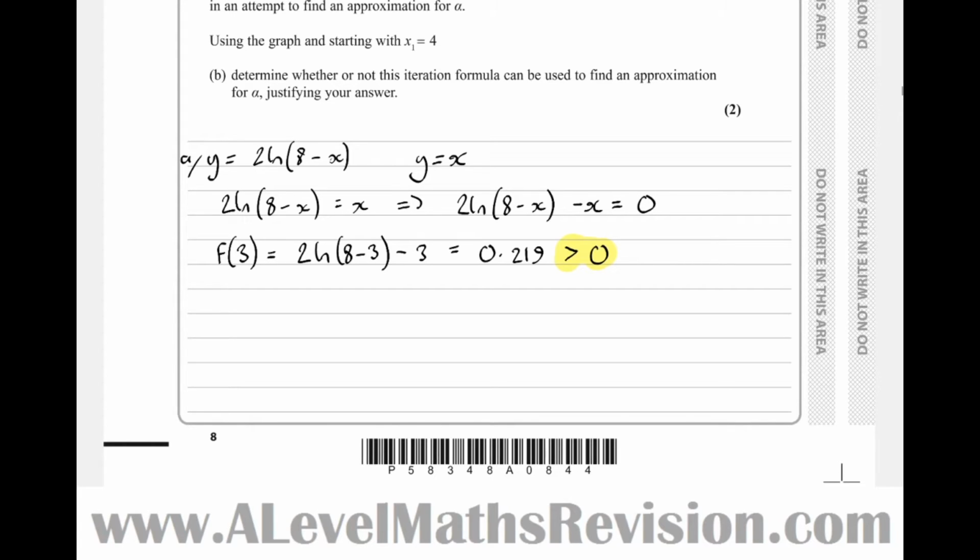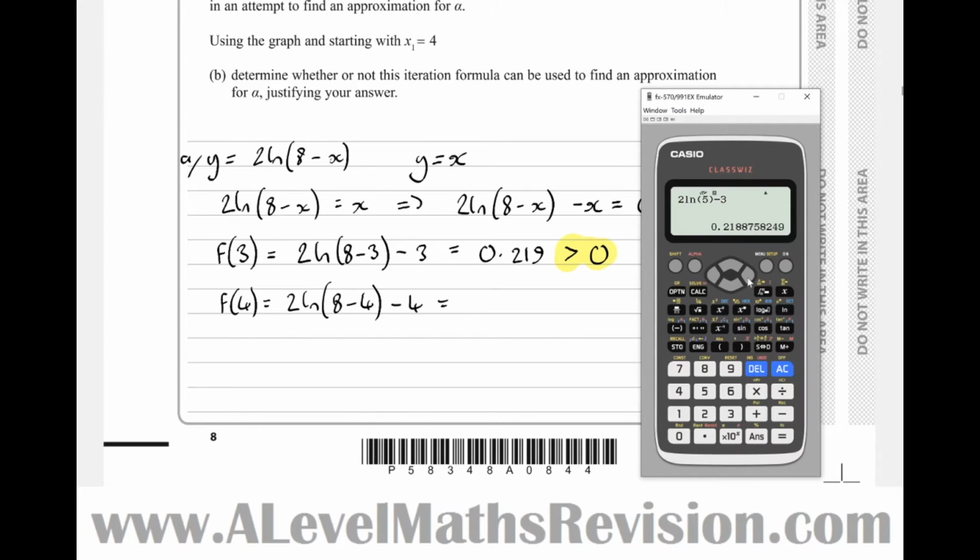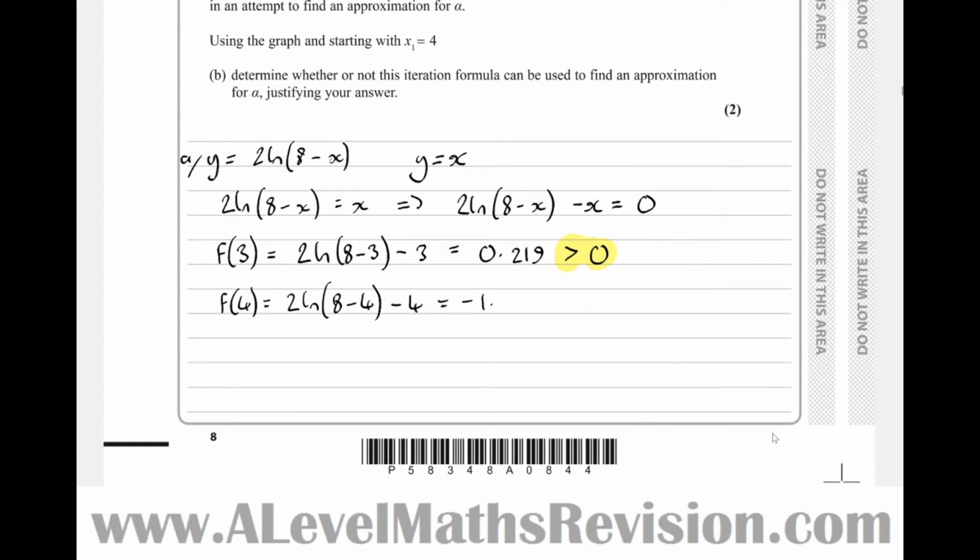So now let's do f of 4. So f of 4 equals 2 log of 8 minus 4, minus 4. Let's go back to our calculator, and that becomes minus 1.227, which is less than 0. Again, this here is an important thing to write. So these words are very important now.